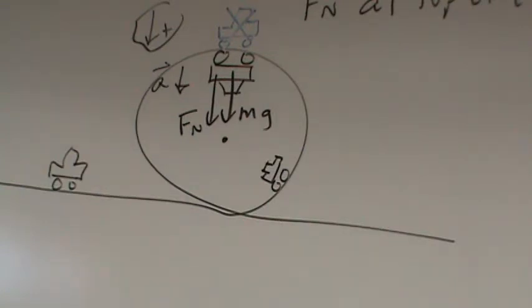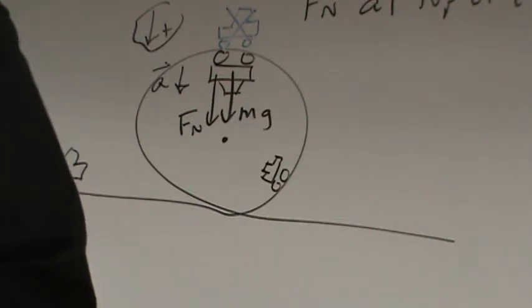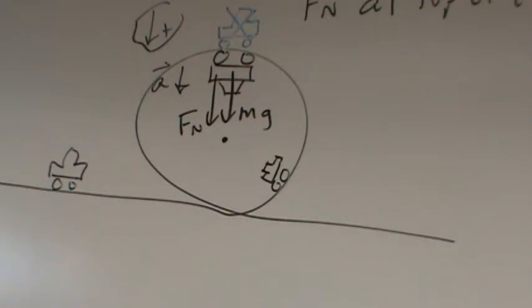So the normal force you don't know, so you're going to have to just call that F sub N. That's what you're actually solving for. Oh, you can't cancel the m's, because the F sub N doesn't have an m multiplying it. So you don't get to cancel all the m's because they don't all have m's.